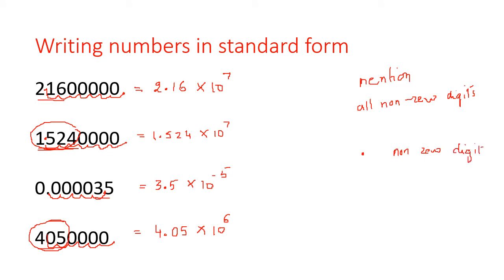If you move the decimal to the left, the power is positive. If you move the decimal towards the right, the power is negative. So this is the rule of writing numbers in the standard form.